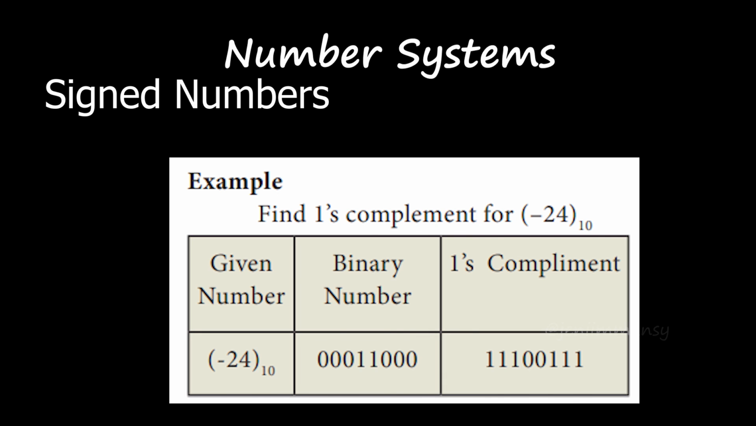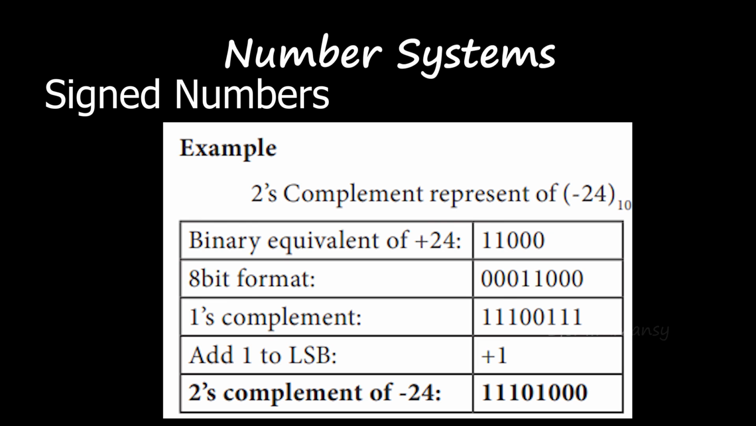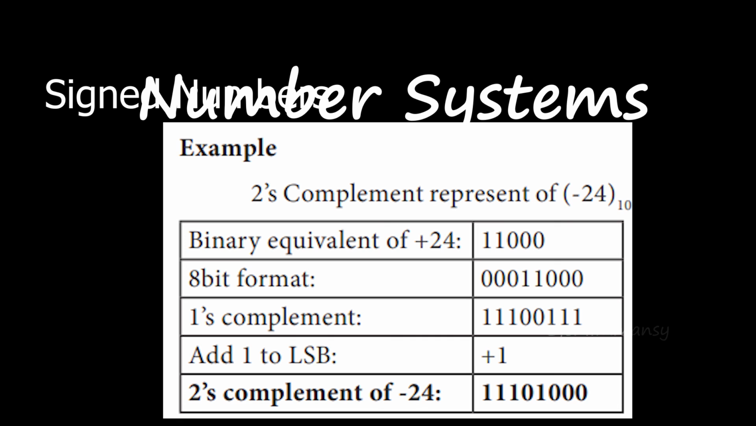And twos complement means we'll add 1 to the right end of the ones complement answer. When you get the ones complement, you will get an answer, right? To that ones complement answer you will add 1, that is to the least significant bit, the right end, and that will be the twos complement for that particular value. So that's all. I think you are thorough with these conversions now.